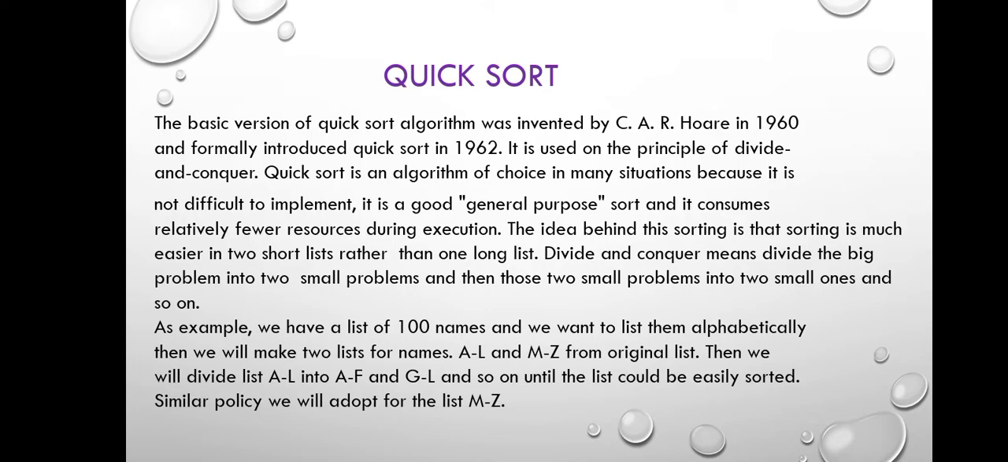Example: we have a list of 100 names and we want to list them alphabetically. Then we will make two lists, names A to L and M to Z, from the original list. Then we will divide the list A to L into A to F and G to L, and so on until the list can be easily sorted. Similarly, we will adopt the same policy for the list M to Z.